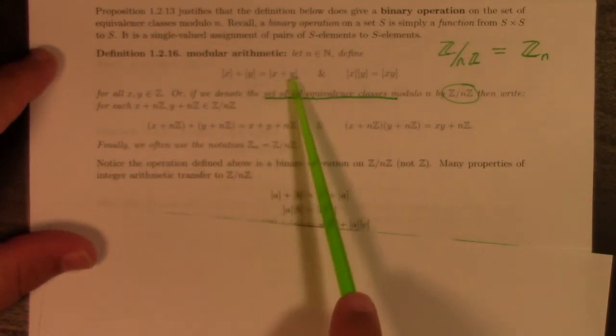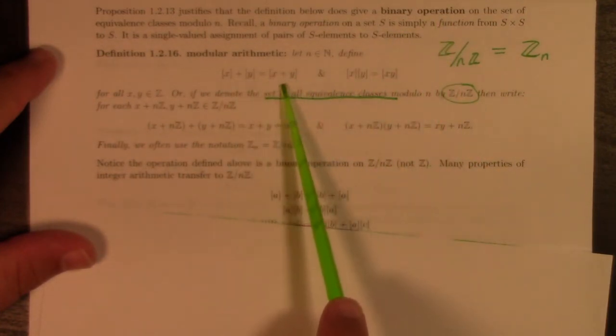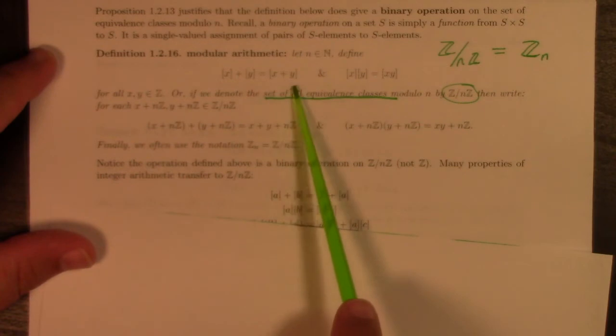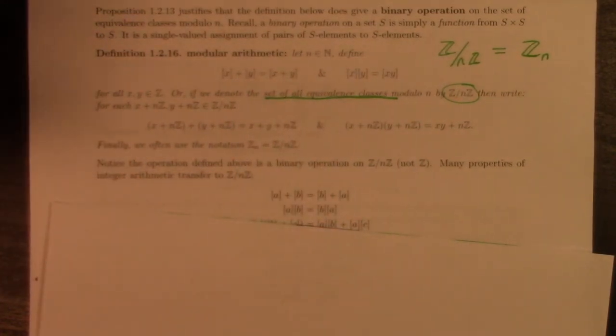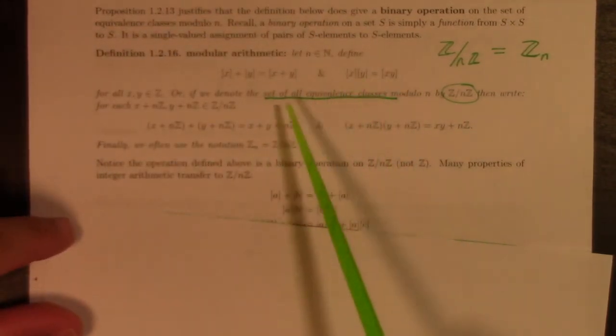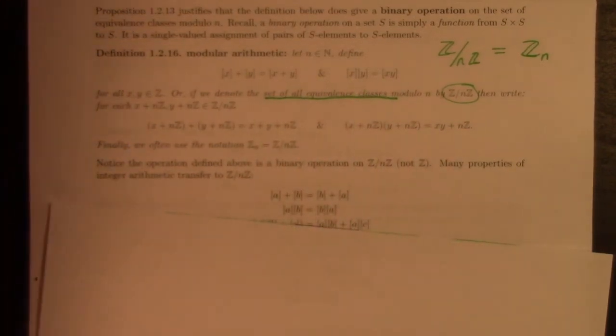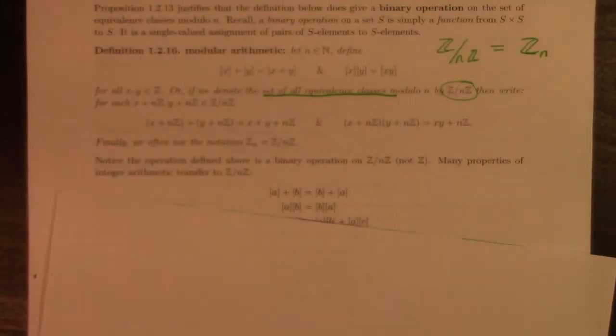So, for this to be a binary operation, we would need the equivalence class for x plus y and the equivalence class for x prime plus y prime to be the same, right? If they were different, then that wouldn't be single valued. It wouldn't be a binary operation, but it is because we just proved that. This proposition we just went over implies that the definition of modular arithmetic is what's called well-defined.